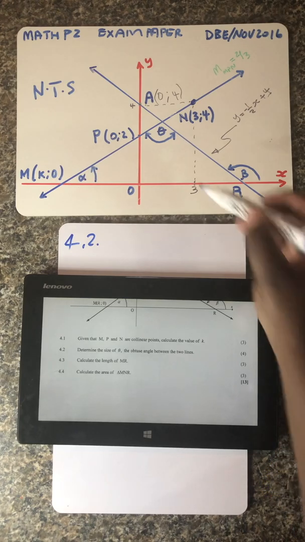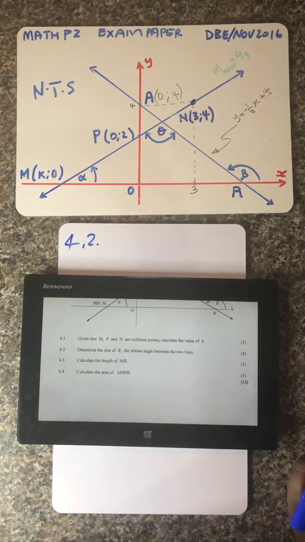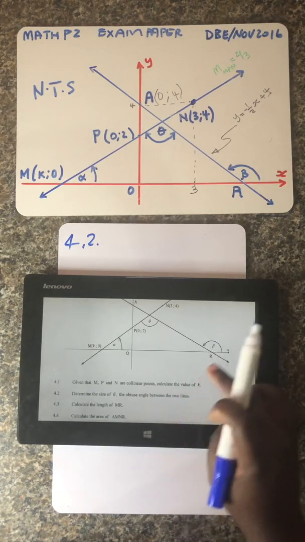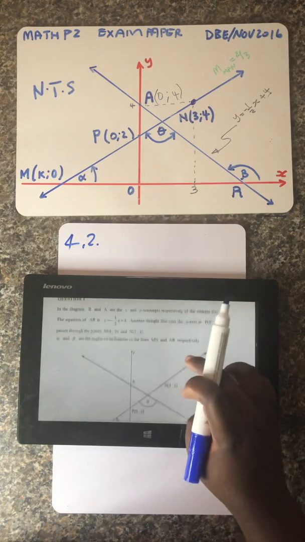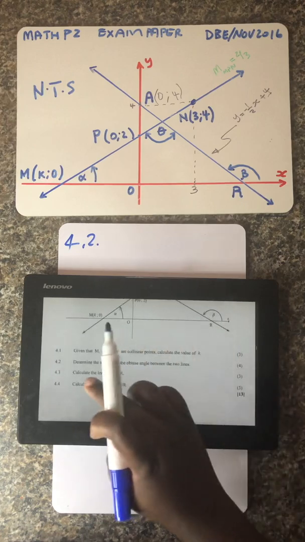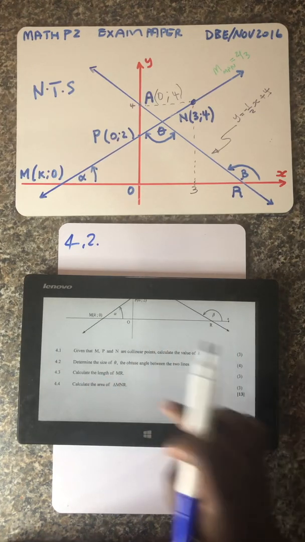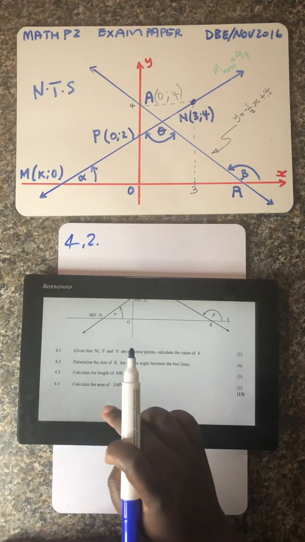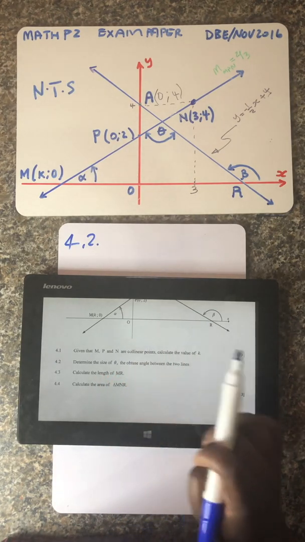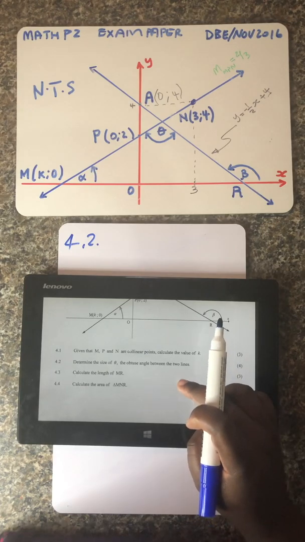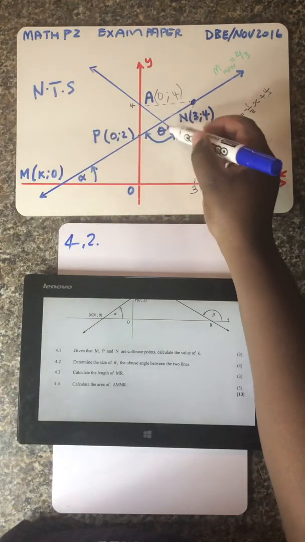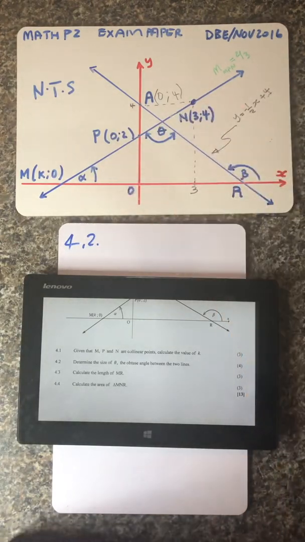Okay, I see. So this is the angle theta that they are talking about. So now what it means is that this information could have been in that statement, but it wasn't necessary. Now it comes in the form of a question where 4.2 says determine the size of theta, the obtuse angle between the two lines. So this is the line, this is the line. They want you to calculate the angle between these two lines.